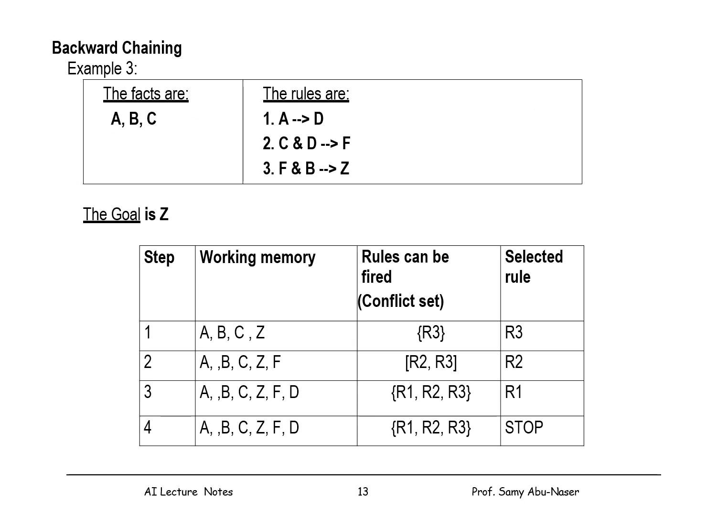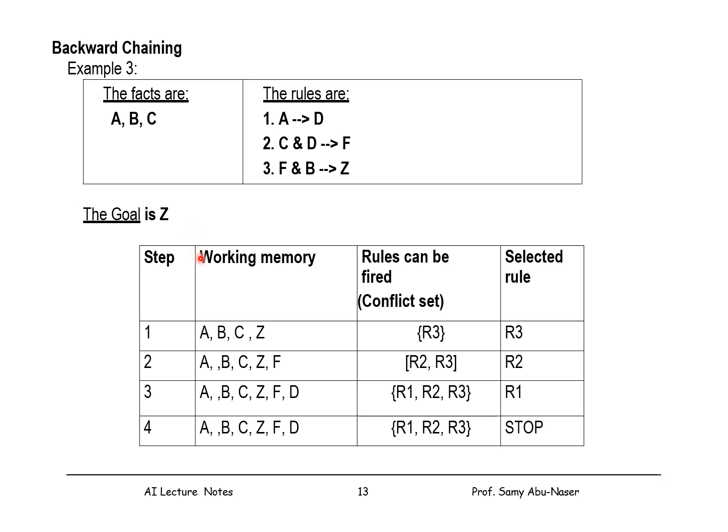Here it is, the third example. We have the facts A, B, C. The rules: if A then D; if C and D, then F; if F and B, then Z. The goal is specified as Z.